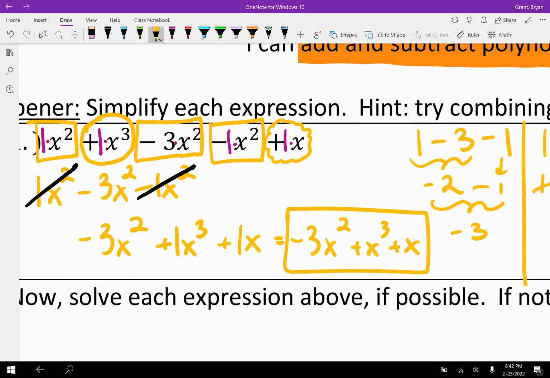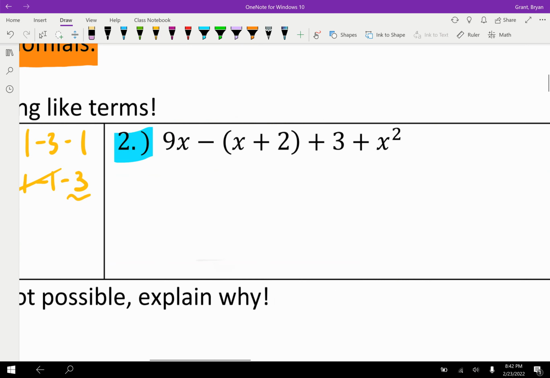And that's about it. Now, some students will have gotten this in a different order. They'll say, well, could I put the x cubed first, and then the x, and then the minus 3x squared at the end? Certainly, you can write this in any order as long as the signs are correct. As long as you have a minus 3 or a negative 3 in front of x squared, a positive 1 in front of x cubed, and a positive 1 in front of x, your answer's right. All right, let's try one more.